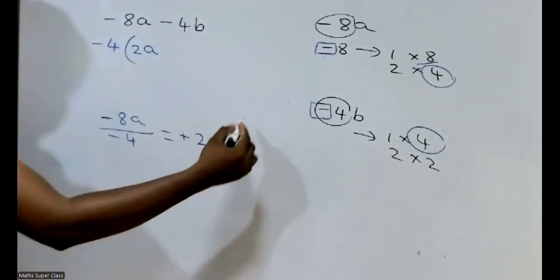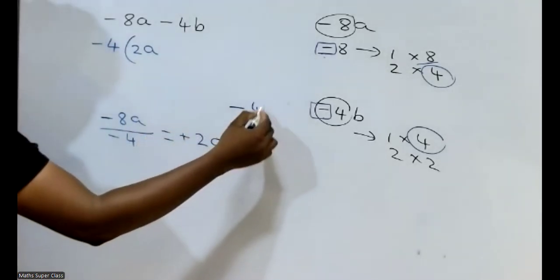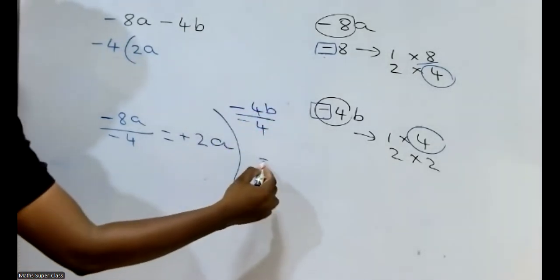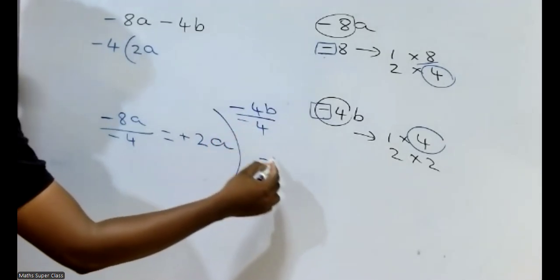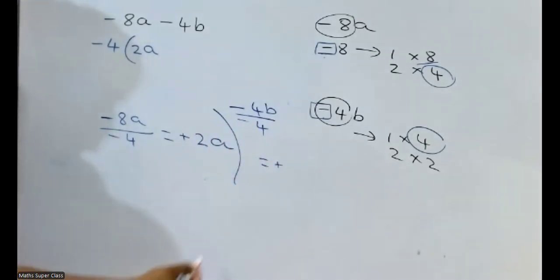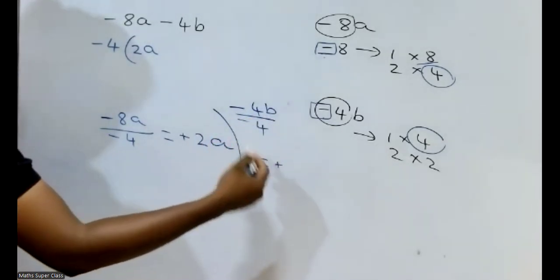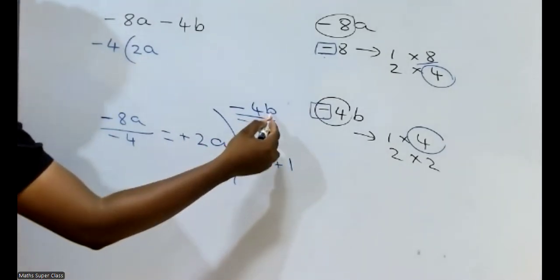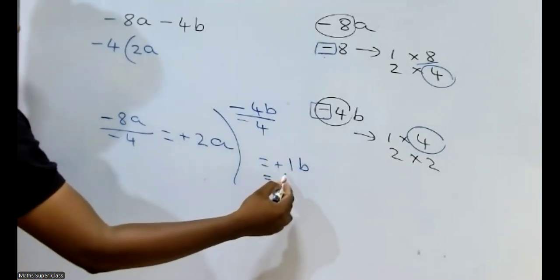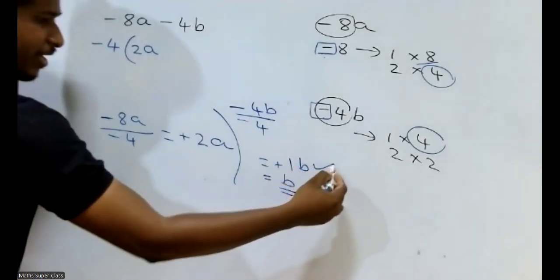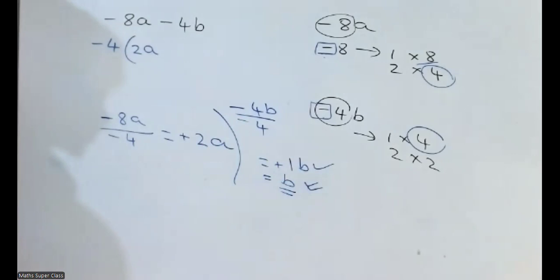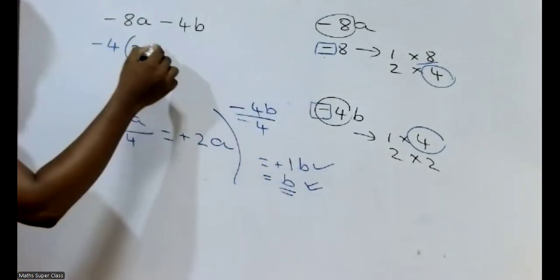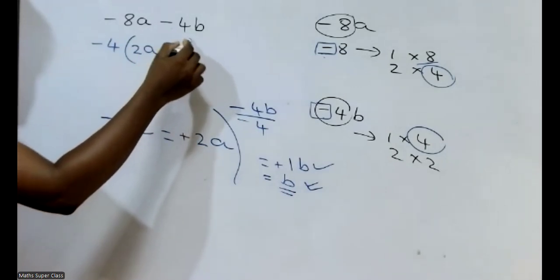Then minus 4b divided by minus 4. Minus divided by minus is plus. 4 divided by 4 is 1, and we don't need to write 1. b stays here, so we can write b. This is correct, this is perfect. Plus 1b means just plus b.